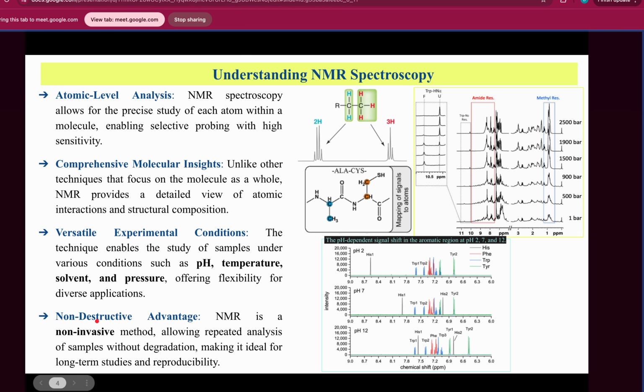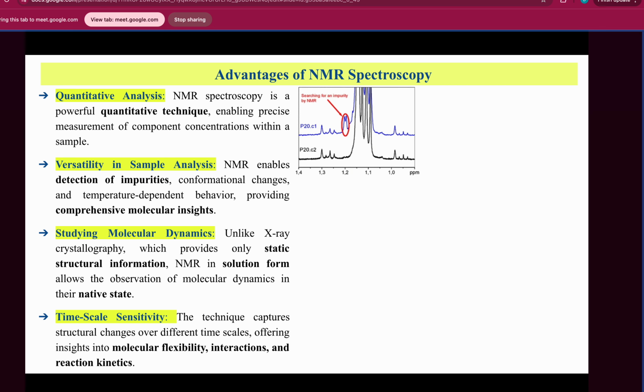Then comes the non-destructive advantage. NMR is a non-invasive method which allows repeated analysis of a sample without degradation. Due to this, we can use it for long times and continue the analysis of the same protein molecule which we have taken. So this is one of the advantages. Now let's look into other advantages of NMR spectroscopy.